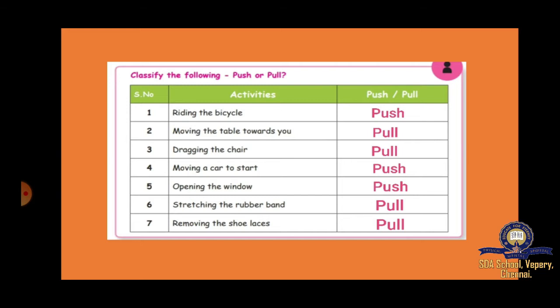Opening the window. How can we open the window? It is push. If you want to close the window, it is pull. Next, stretching the rubber band. It is pull, you are pulling the rubber band. Next, removing the shoelaces. I have shown the picture of that in the last class. You are removing the shoelace, it is also pull. So note down all these 7 in your textbook. Okay, children?